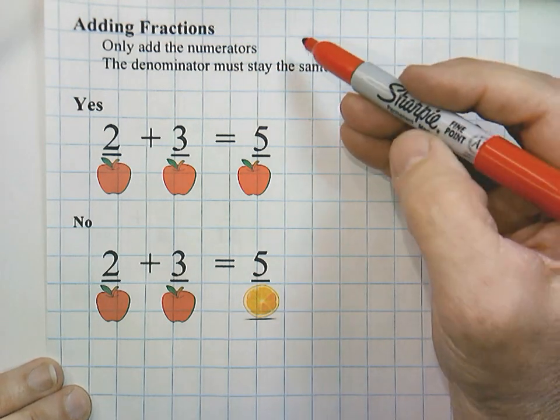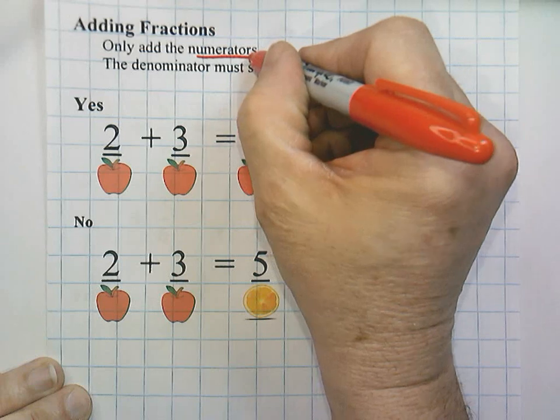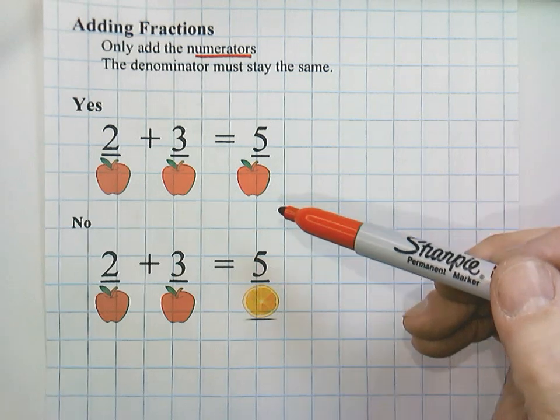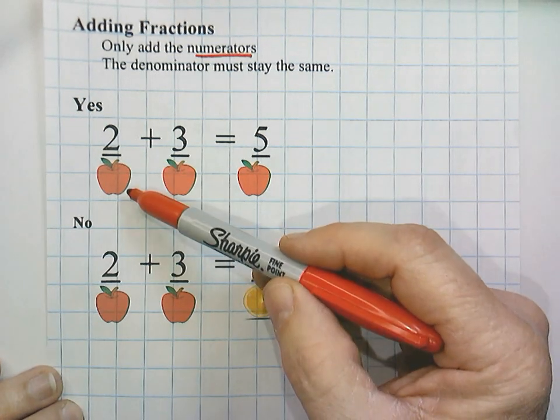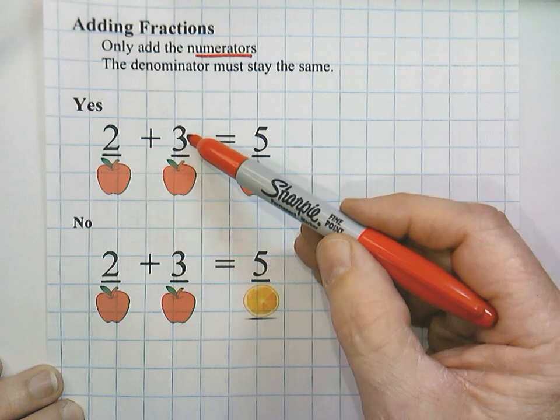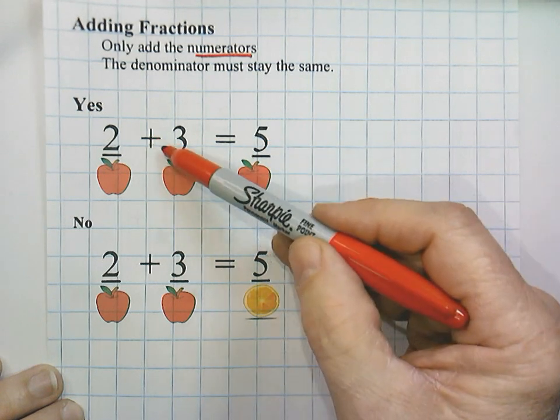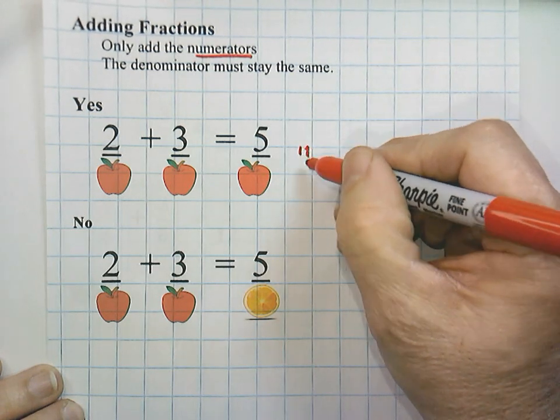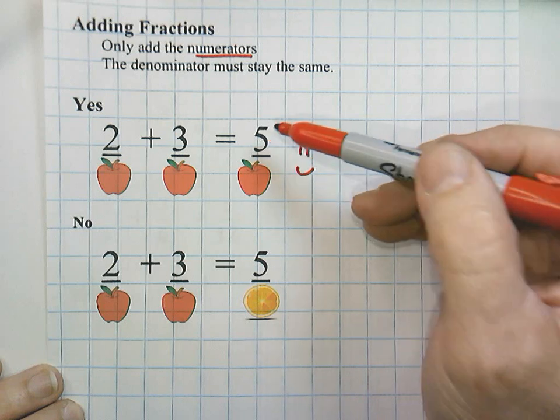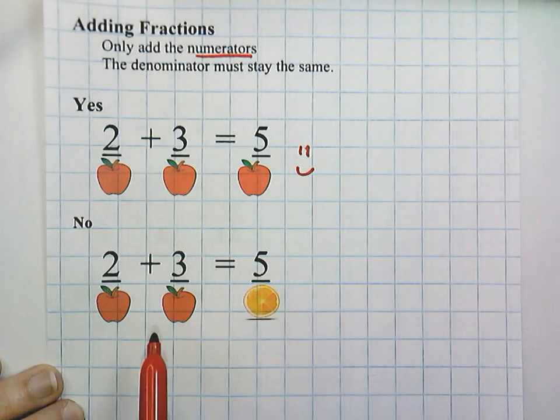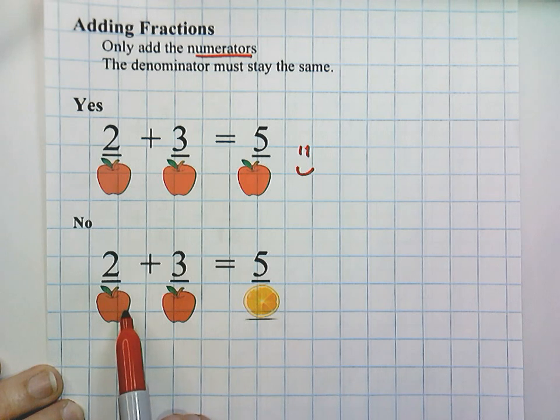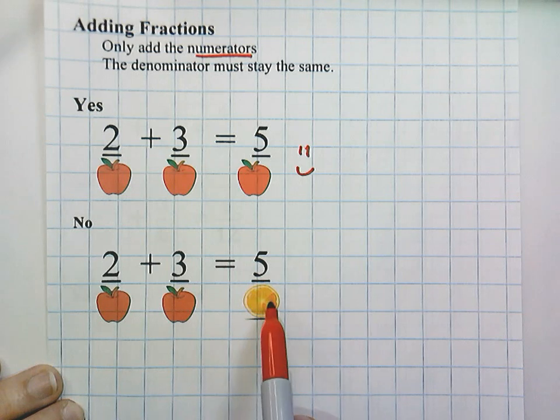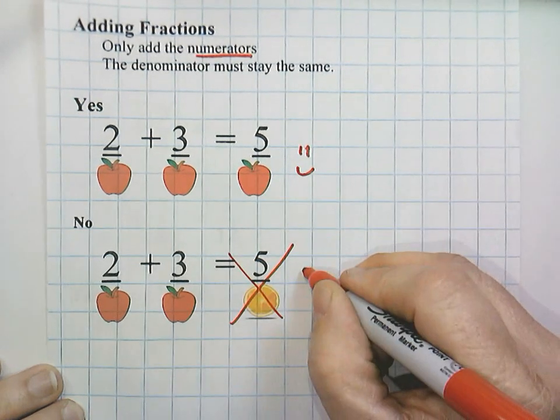Remember, when you add fractions, you only add the numerators, which is your top. The denominator must stay the same. One way to think about it is that if you were adding 2 apples and add 3 more, you have a total of 2 plus 3 is 5, but they stay apples. It doesn't change, you just add the top. What you don't have is 2 apples plus 3 apples, and then somehow they change into 5 oranges. That would not be correct.